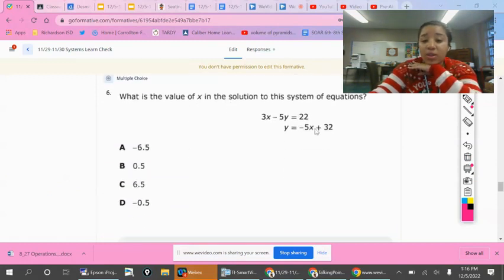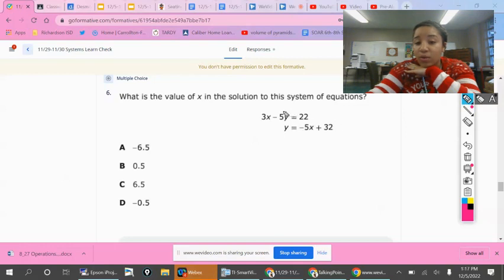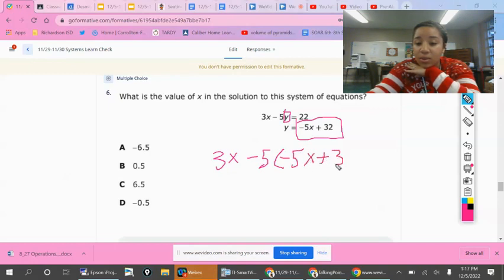What is the value of x? So what I'm going to do is we can do the substitution method here. So we see that y equals negative 5x plus 32. So for y, I'm going to plug this in. So this would be 3x minus 5. I'm going to plug this part in. So it's going to be negative 5x plus 32 equals 22.